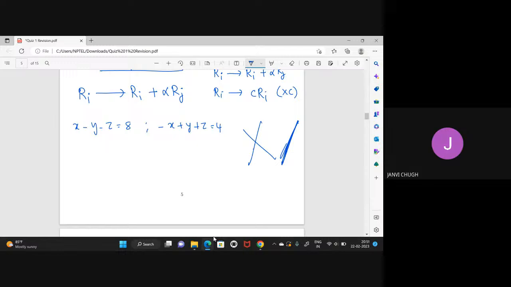Something like this: x plus y is equal to 1, 2x plus 2y is equal to 2. Both represent the same line, right?